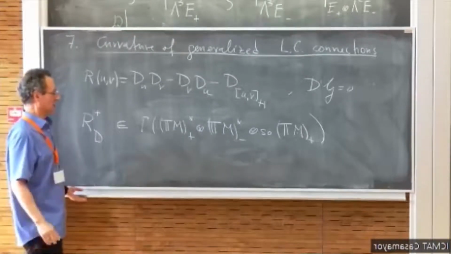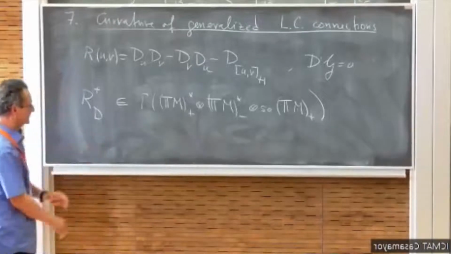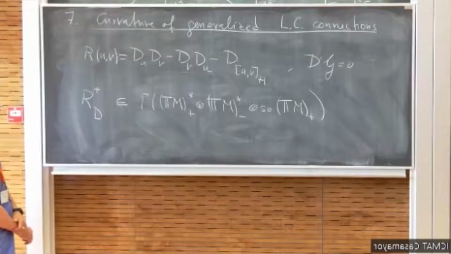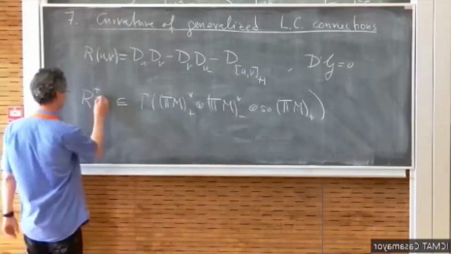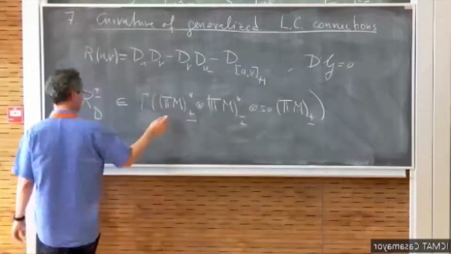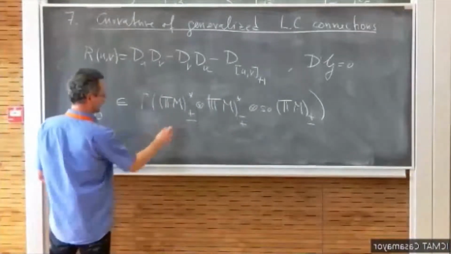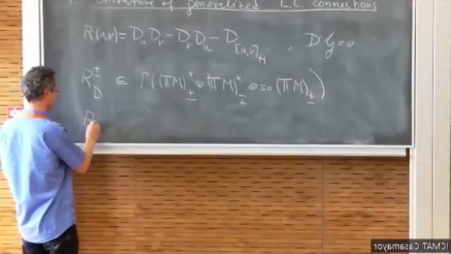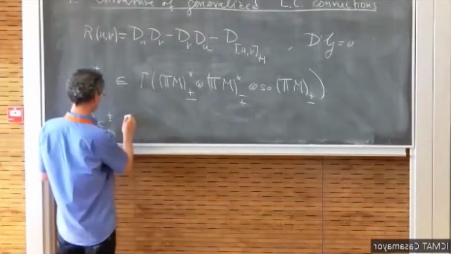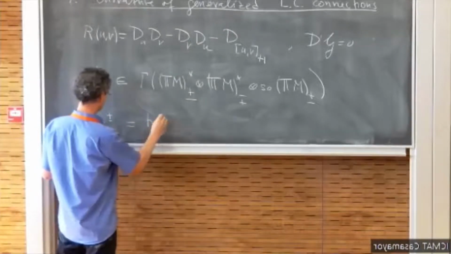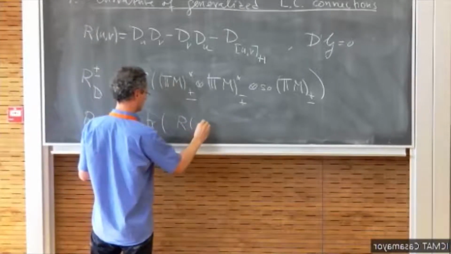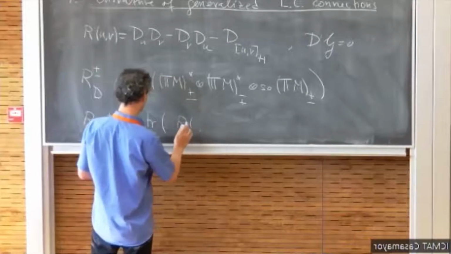Right. Okay, so this is a known result due to Marco Gualtieri. So you have this type of curvature, and similarly, you can do this for minus. Then by taking the trace in this first argument, you obtain Ricci-like operators, Ricci D plus minus. So this is the trace of this R, so it will be traced in this argument.